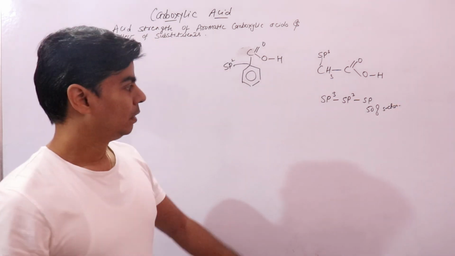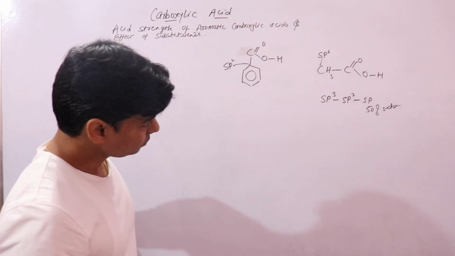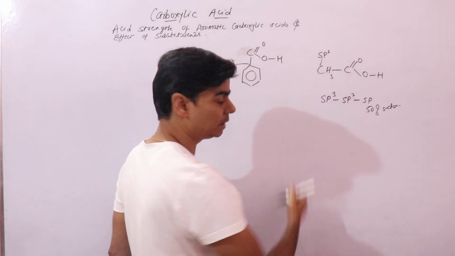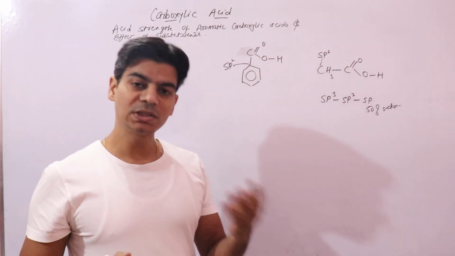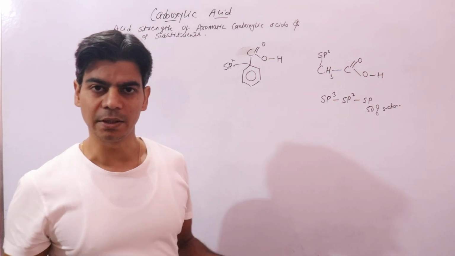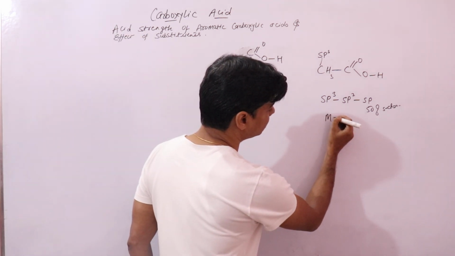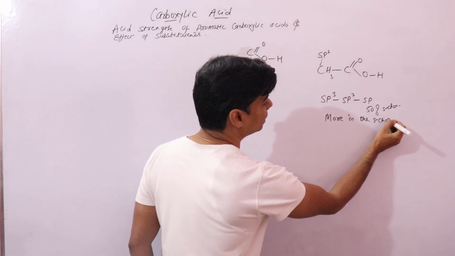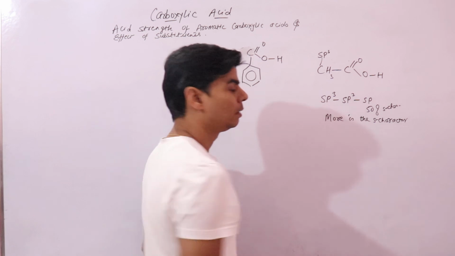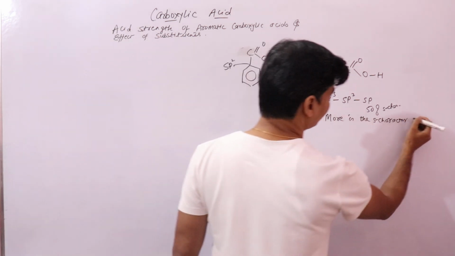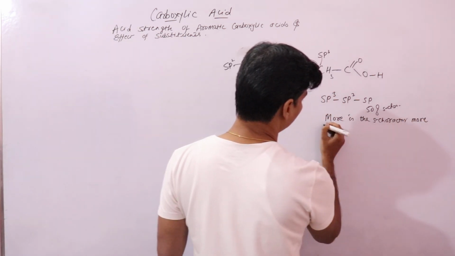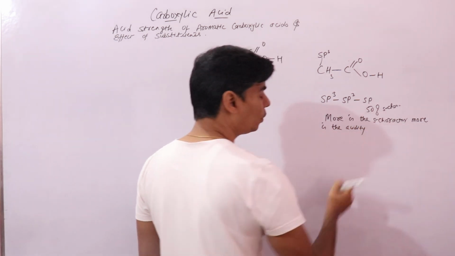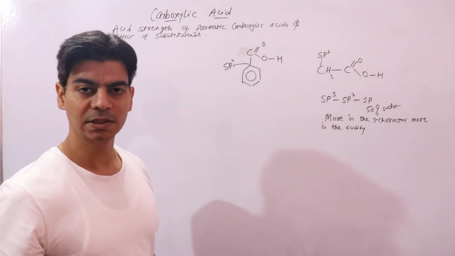right? And you have more S character in sp2 compared to sp3, right? And more is the S character, more is the acidity, right? Just write it over here. More is the S character, more is the acidity. And how increasing S character increases the acidity?